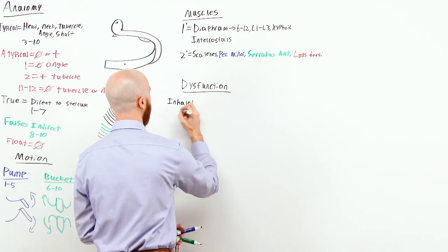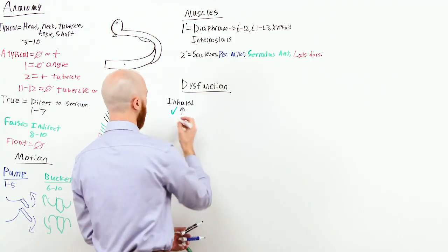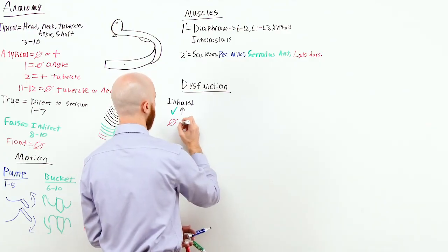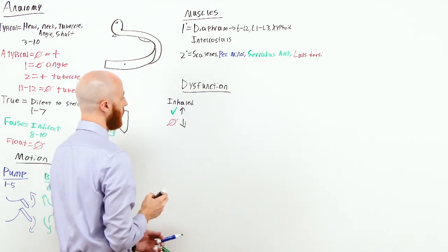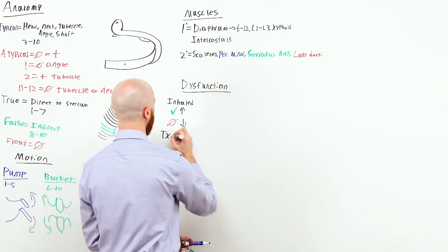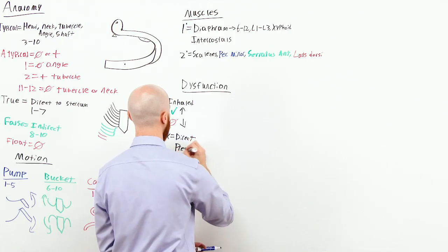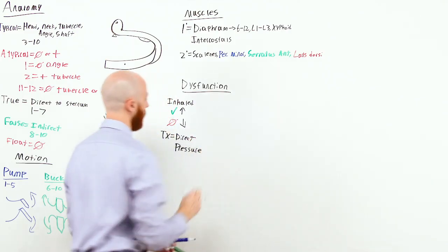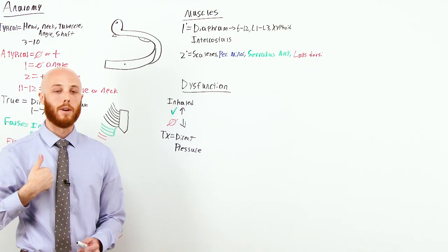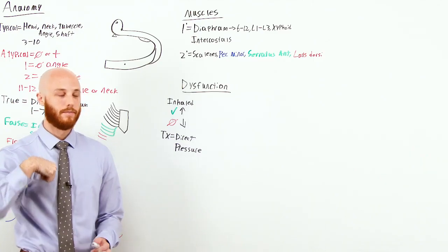The ribs can go upwards into inhalation, and they cannot go downwards into exhalation. If you're going to treat this type of dysfunction, you use direct pressure. So when the patient is breathing in and the ribs are up, you need to be the person that pushes the rib back down where it should go into exhalation.